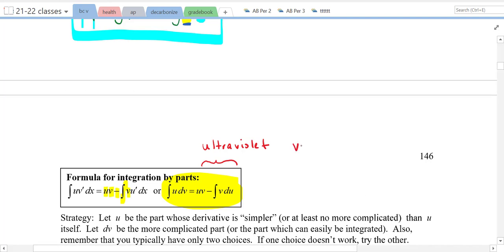Or how about, say, voodoo? So if you're looking at this at Halloween time, ooh, scary stuff, ultraviolet voodoo. Okay? And hopefully that will be a way to help you memorize this formula.